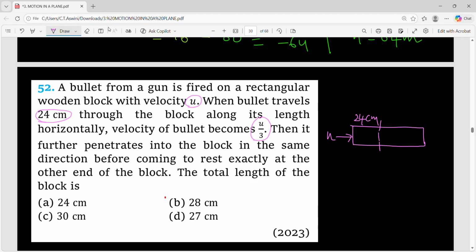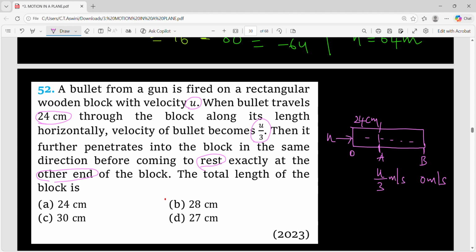That means after traveling 24 centimeters, at this point, let this be point A. Let this be point O. OA is 24 and speed at O is u. What is the speed at A? It is u by 3. Then it further penetrates into the block in the same direction, before coming to rest exactly at the other end of the block. So this is the other end of the block, let it be B. It is coming to rest here, that means its speed is 0 meter per second. Now it has traveled this distance further, the AB distance.